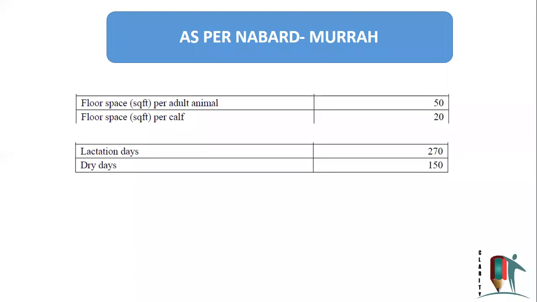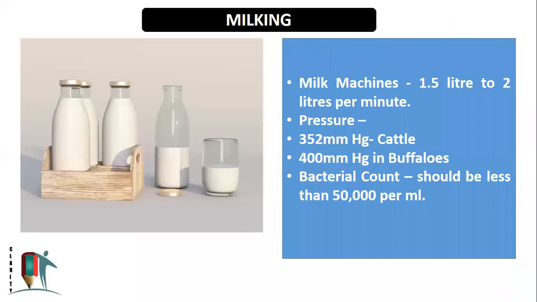In general terms, what is the lactation days? 305. Now coming to the milking. How do you need to do milking? 3-4 points you just need to remember: milk machines draw 1.5 to 2 liters of milk per minute, and the pressure difference is very important: milking machines have a pressure of 352 mm for cattle like cows and 400 mm for buffalo. One more important thing you can remember is that bacterial count in milk should be less than 50,000 per ml. This is the standard given in the chicken.